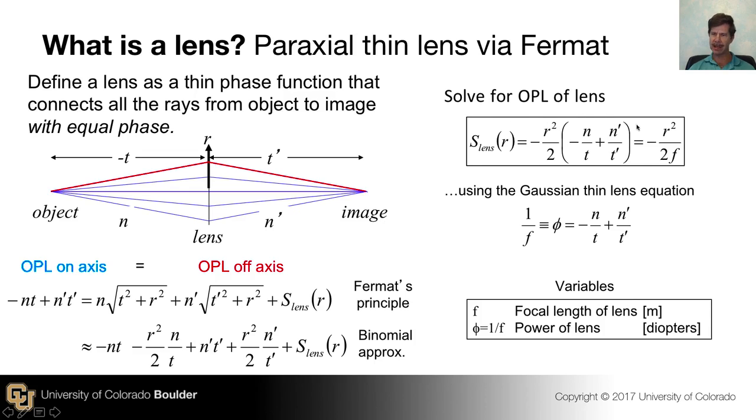The interesting bit is what's in parentheses here, because this is an old friend. That looks like the Gaussian thin lens equation, which we already know. So we can replace the bit in parentheses with 1 over the focal length. So the optical path length of a paraxial thin lens is minus r squared over 2f. That's an important expression. We're going to use that a lot. Let's pause for a minute and make sure this makes sense.